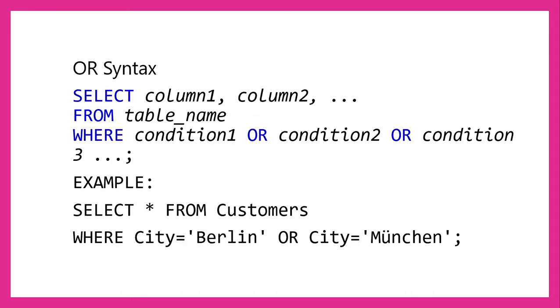So the next is OR. The syntax of OR is select column 1, column 2 from table name, and in place of AND we will put OR, like where condition 1 or condition 2. If any condition is true, then it will execute. We will see with the example. Select star from customer where city is Berlin or city is München. So if the city is Berlin, then it will show the record. It doesn't matter whatever the other city is, it will display all the records of Berlin and München.